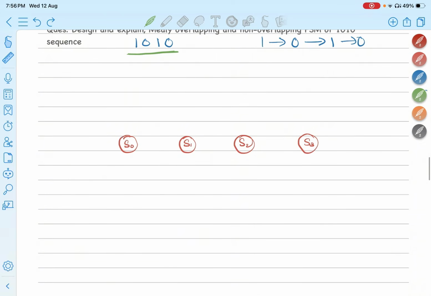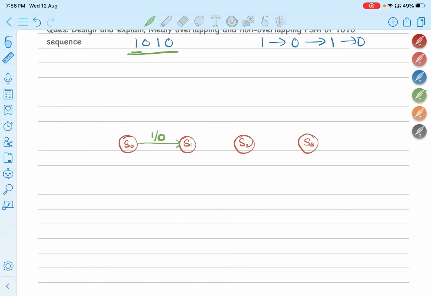Okay. So we are at the initial state, which is S0. At S0, there are two chances: whether 1 or 0 comes. What if 1 comes? We need 1. Here we have 1010, and initially we need 1. So when 1 comes at S0, it will move forward, 1 by 0. This 0 is the output.